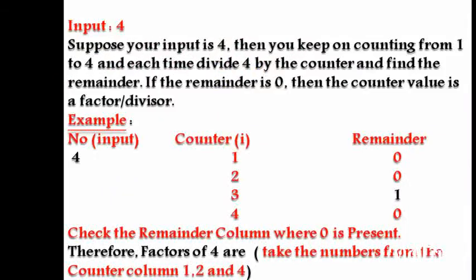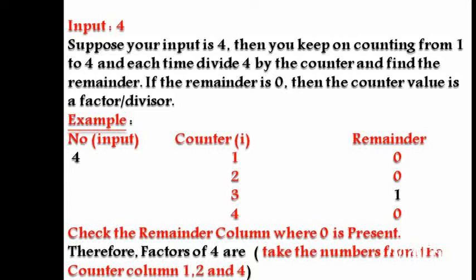To understand how to find out the factors or divisors, let us take one example. Suppose you enter a number 4. Now your job would be to keep on counting from 1 to 4 and each time divide the number, that is 4, by the counter, that is 1, 2, 3, 4, and find the remainder. If the remainder is 0, then the counter value is a factor or a divisor.